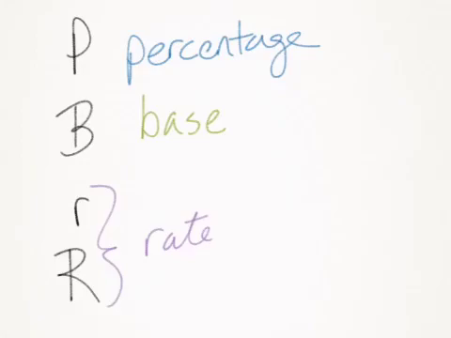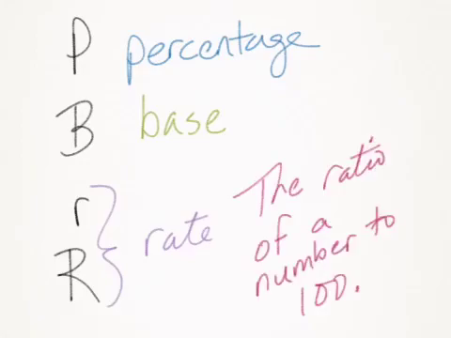The last two variables are interchangeable. There's a little r and a big R, and they both refer to rate. And the rate is nothing more than the ratio of a number to 100.